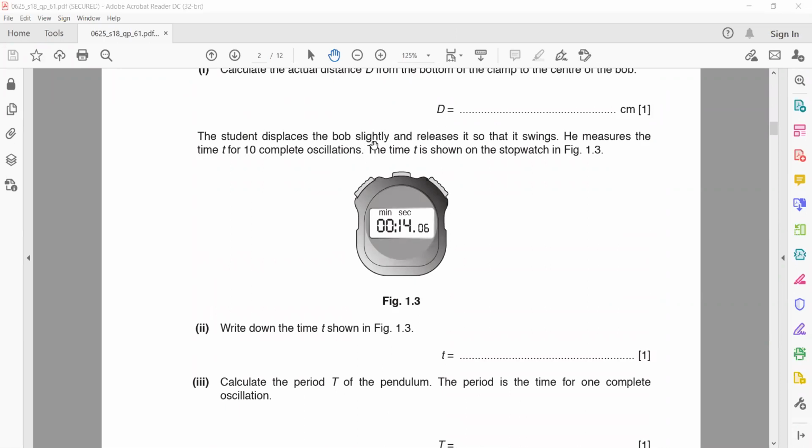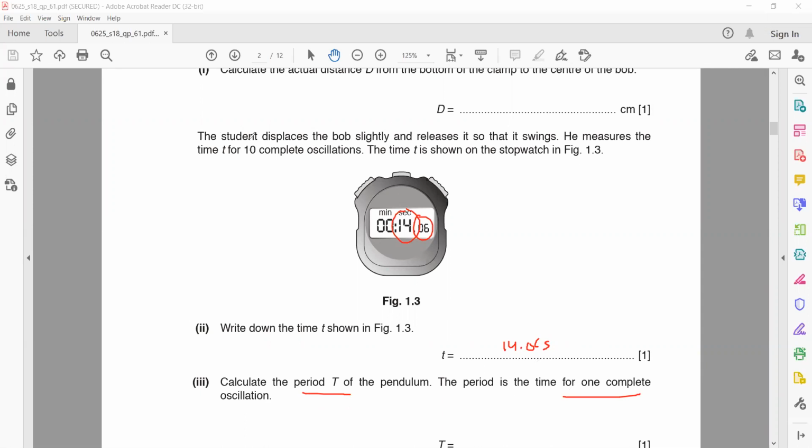The student displaces the bob slightly and releases it so that it swings. He measures the time for 10 oscillations. The time t is shown in the stopwatch. This is the time for 10 oscillations. Write down the time t shown in figure 1.3. So what is this time? 14.06, because 14 seconds and there is also 06, so it's 14.06 seconds.